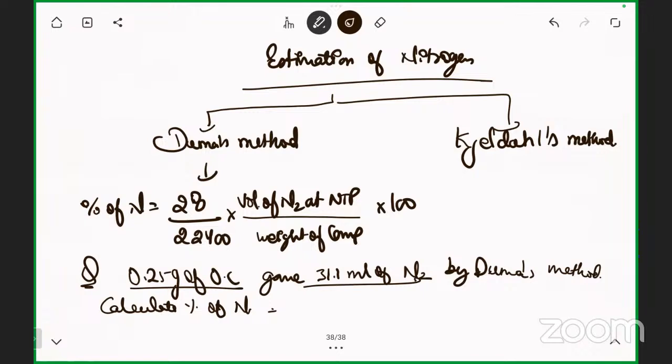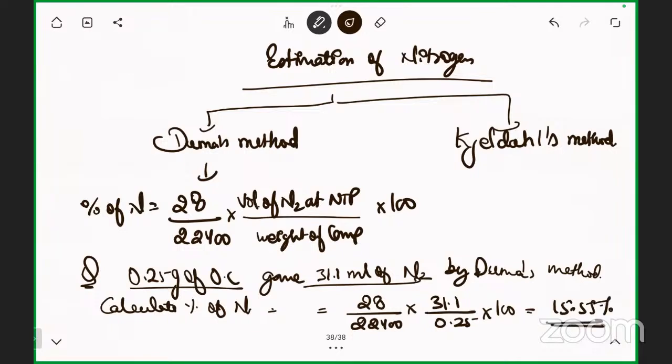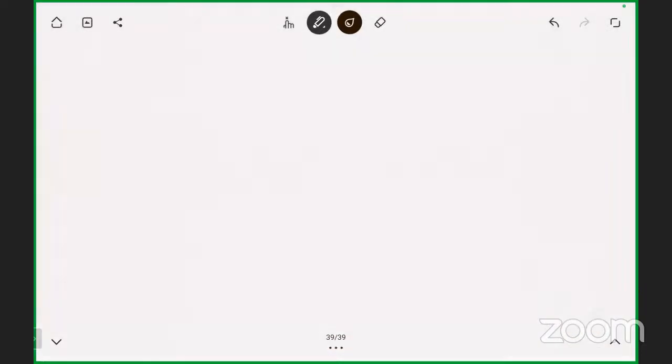Yes, what is the percentage? See, the formula is 28 divided by 22400. 15.55. Yeah, 15.55. 31.1 divided by 0.25 into 100. That is equal to 15.55%. Okay, yeah, good. Now let's discuss the Kjeldahl method.